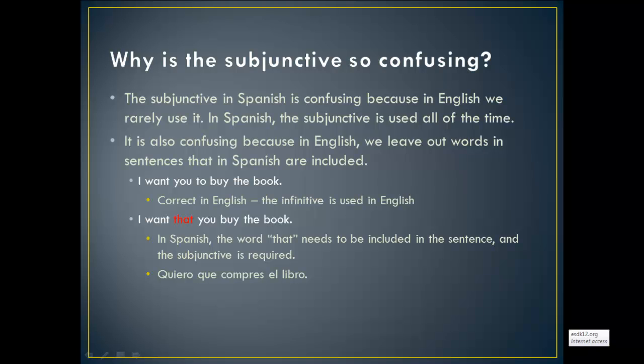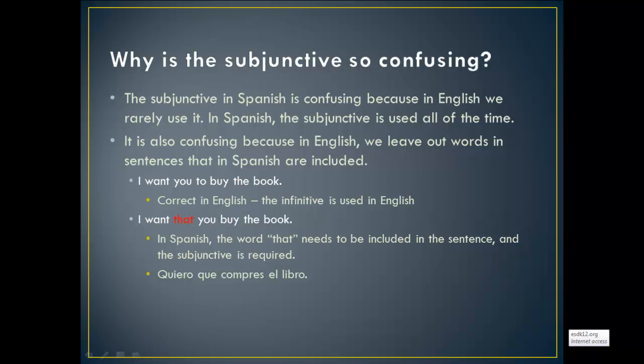Okay? So in English I'm going to say, I want you to buy the book. Okay? I say, I want to buy, don't have to conjugate the second verb, easy peasy, lemon squeezy, right? In Spanish, I'm going to say, I want that you buy the book. All right? That has to be included in the sentence. So I'm saying, quiero que compres el libro. I want that you buy the book.